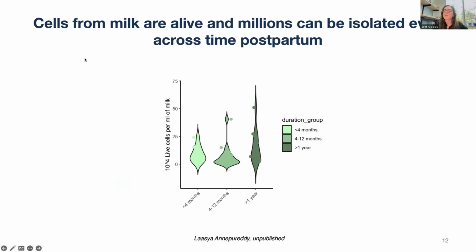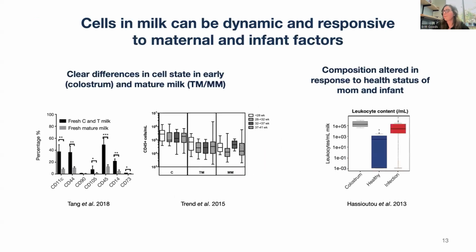This is some unpublished data from my lab, but lots of others have generated data like this as well, where we can see that cells isolated from milk, which are cells that are just shed into milk from the lactating mammary gland, are alive, and millions of cells can be isolated. Here I'm showing the number of live cells per mL of milk, stratified by less than 4 months postpartum, 4 to 12 months postpartum, and greater than 1 year. What you can see is that even at the greater than 1 year time points, we can still isolate many, many millions of cells to study.